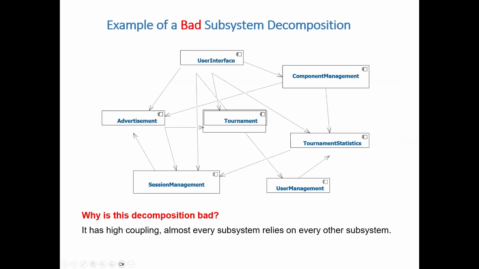All right, let's take a look at this diagram and talk about why this subsystem decomposition is problematic. At first glance, you can see that almost every subsystem seems to be connected to almost every other one. And that's a red flag.